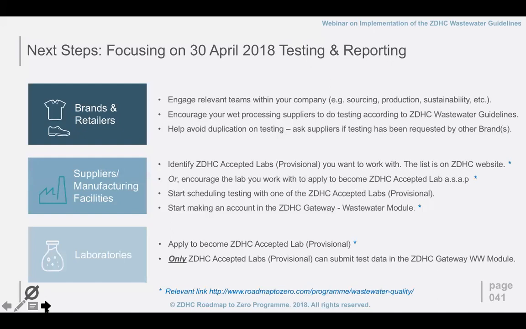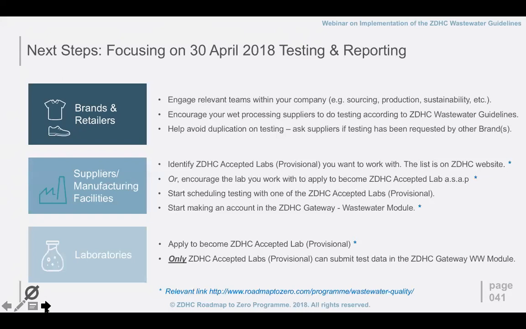So if you are a brand, we would like to encourage you to start engaging the relevant teams within your company, not only the sustainability department, but also the sourcing department, production department, any department that you think is relevant that could help you implement this wastewater guidelines testing in the supply chain. And the second thing is to start communicating to the wet processing facilities that you work with. Start socializing these guidelines to them. Use the deck, use the presentation. So exactly this presentation, spread the word to them. Organize training, but also encourage them to participate in the ZDHC webinar.